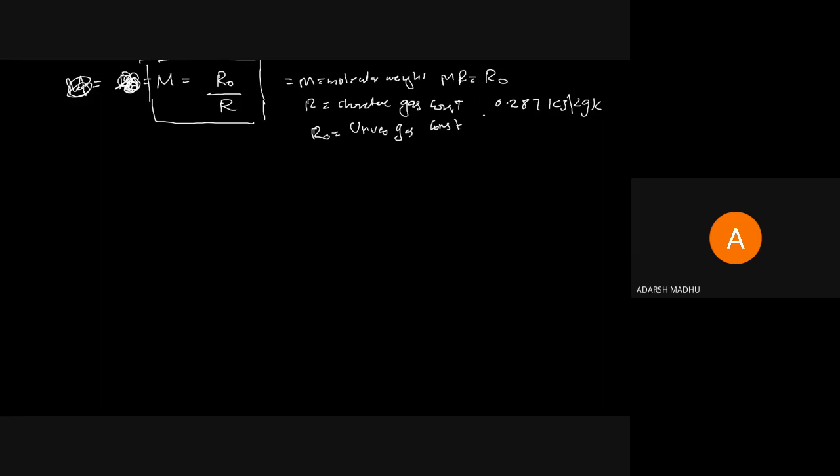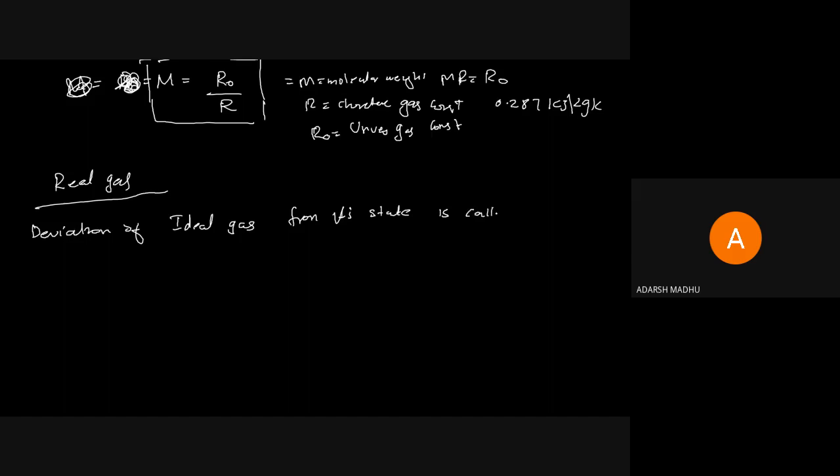And what is okay for ideal gas? What is real gas? Real gas is the deviation of ideal gas from its state. A gas which deviates is called a real gas. Real gas is a gas which is deviated from ideal gas.